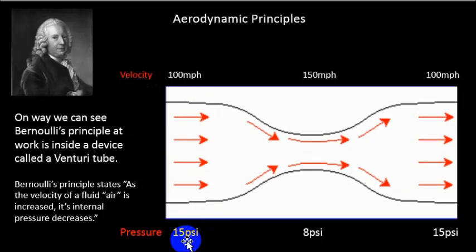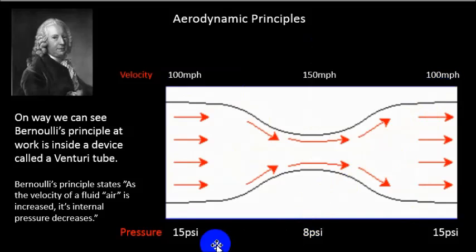Just watch the numbers as pressure, because Bernoulli's principle states as the velocity of a fluid, air and fluid act the same way, is increased, its internal pressure decreases. So here, the air or water actually has to move faster. So we went from 100 miles an hour to, at this point, 150 miles an hour. And then we get back to the open end, and we're back at 100 miles an hour.